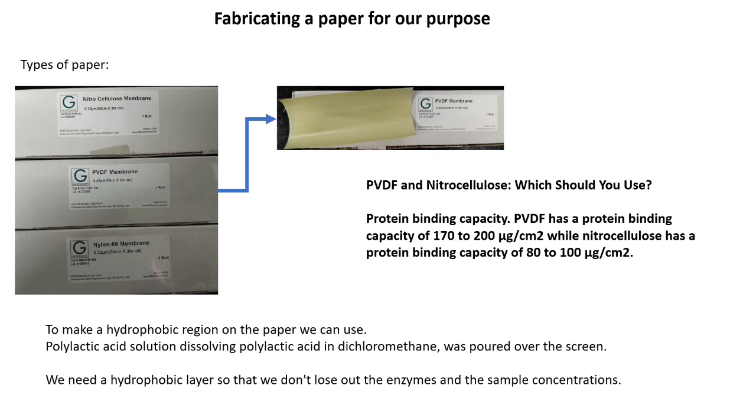To prevent our sample from seeping out and potentially disturbing the chemistry, it is essential to create a hydrophobic surface on the paper. The hydrophobic property can prevent seepage. To achieve a hydrophobic region on paper, we can use a polylactic acid solution by dissolving polylactic acid in dichloromethane, which is then poured over the screen. The creation of the hydrophobic layer is crucial to retain the enzyme and maintain sample concentration.